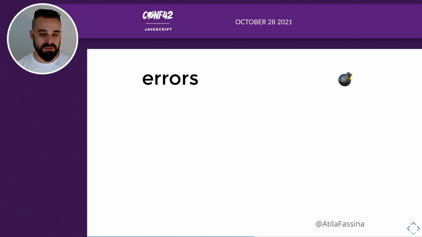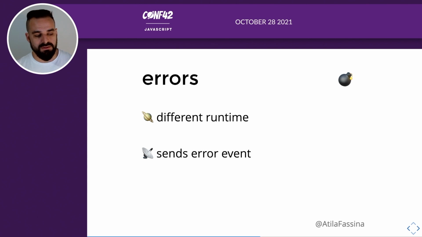And talking about listening to events, we need to deal with errors on the worker thread. Runtime errors on the background threads don't block the main thread because they have a completely different runtime. So you do need to listen to the error events so you can communicate them to your user and provide a good user experience. Otherwise, if there is a runtime error on your background thread, on your worker thread, it's just going to fail silently if you're not listening to that event.